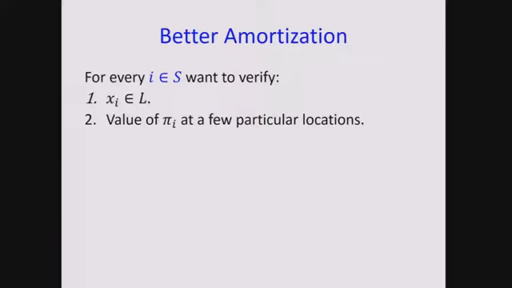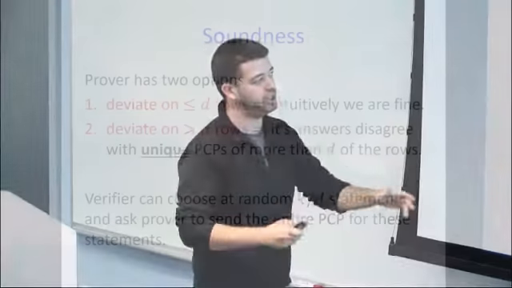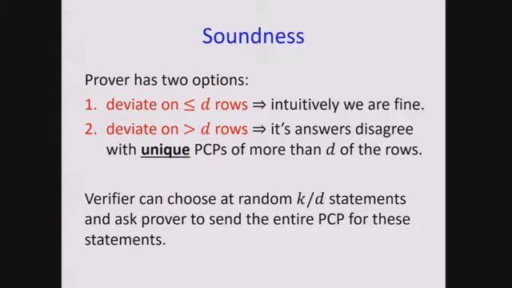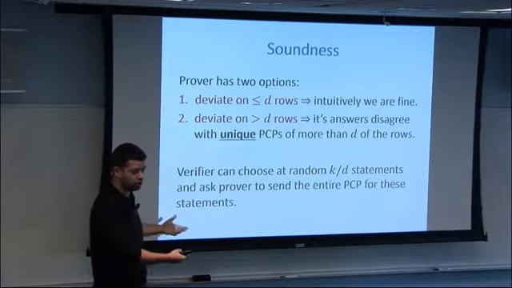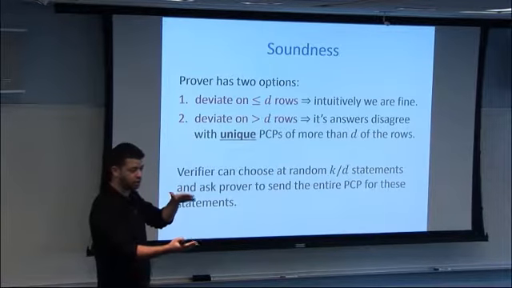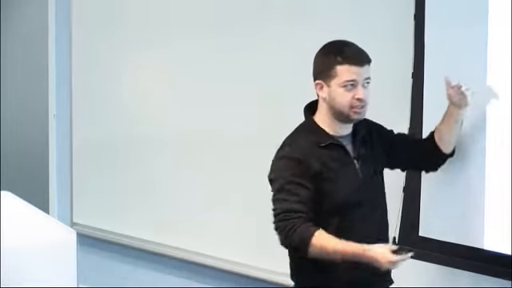The place that I use uniqueness is when I ask to open up. This is a crucial point. So let's go back. Over here, we said that the prover has two options. To deviate on less than d of the rows, that's fine. If the prover deviates on more than d of the rows, then the way that I want to catch him or her is to choose k over d of the rows and ask the prover to send me PCPs. Now, if he has the flexibility to choose whatever PCP he wants from a very large family, he can't do this. He can't send PCPs that are consistent with the queries that I previously sent.